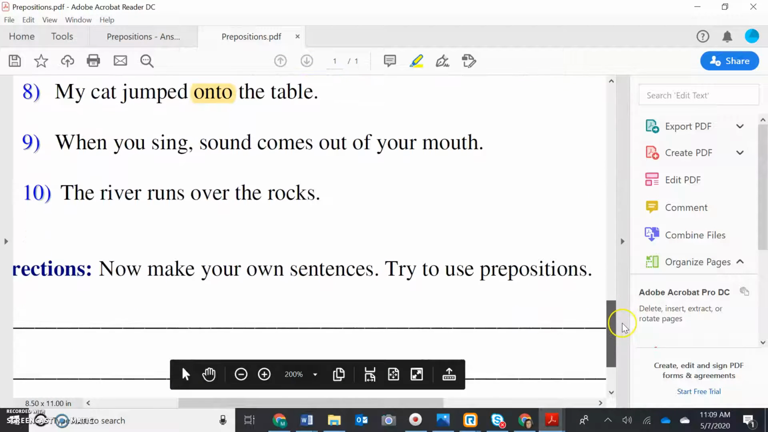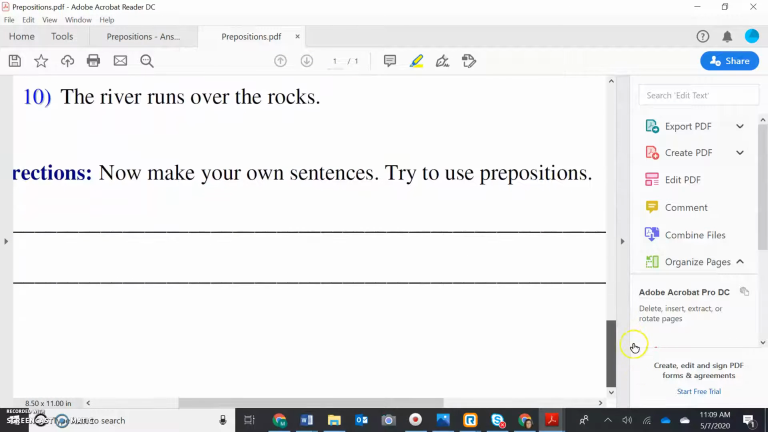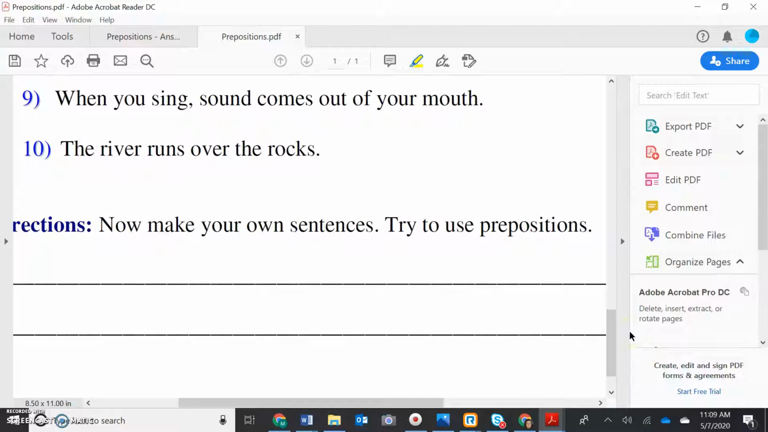And then over here, you're going to make 2 sentences using your own prepositions. So you can write any sentences you want. For example, maybe you will say the book is on top of the table. Or maybe you'll say we are coming out of the movie theater. Or maybe you will say I'm going to walk over the bridge. So any one of those will work.